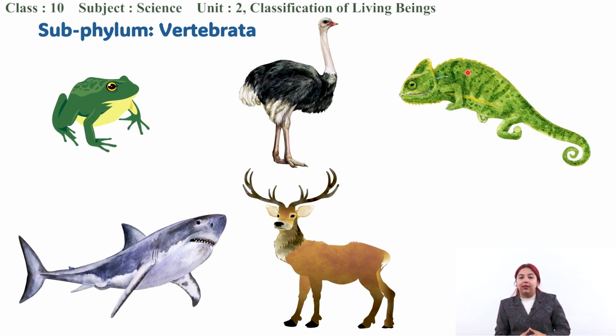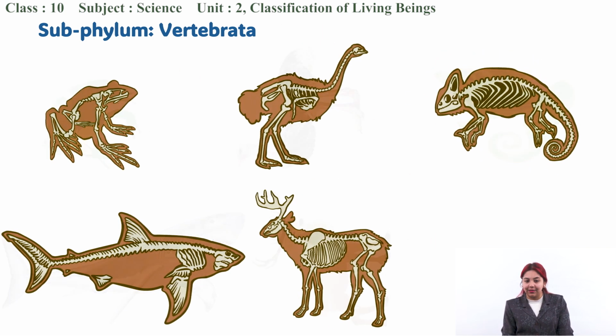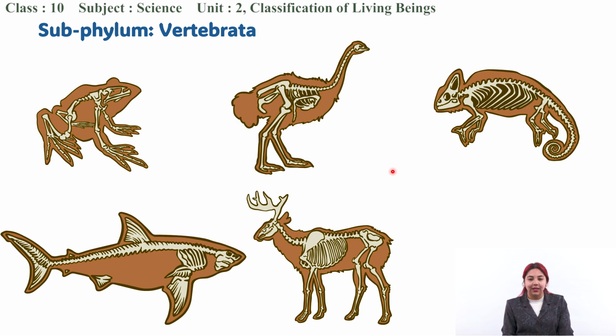Now looking at these organisms, you really cannot see any similarities in them. But what if I show you like this? Now you can find certain similarities between them. What is it? Yes, it is the presence of the vertebral column. You can see over here, the frog has this vertebral column. Ostrich, chameleon, this reindeer, as well as the shark, they all have the vertebral column.